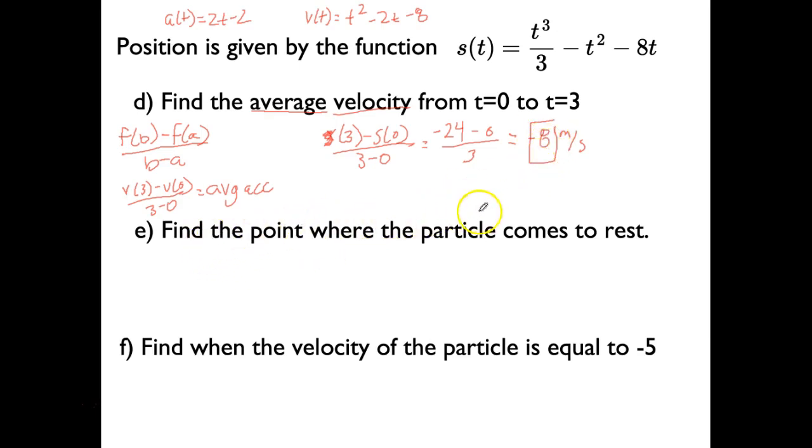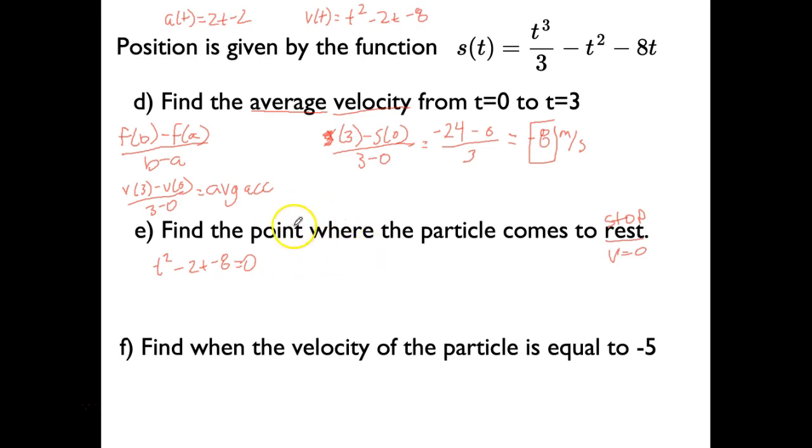Okay, find the point where the particle comes to rest. Think about this: when does a particle come to rest? That means the particle has stopped, right? Rest means stop. Something stops when its velocity is 0. So in order to figure out where something comes to rest, we want to set the velocity equal to 0. So t squared minus 2t minus 8 equals 0. That's how we're going to figure out where something stops.